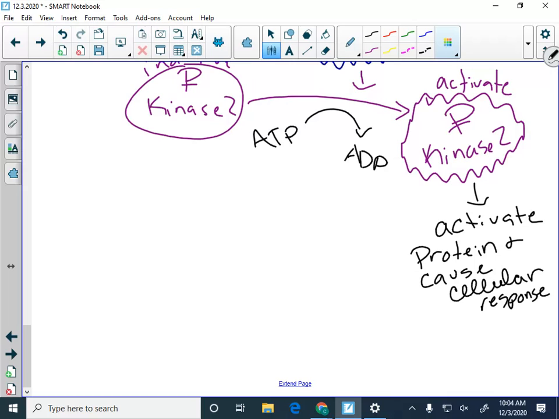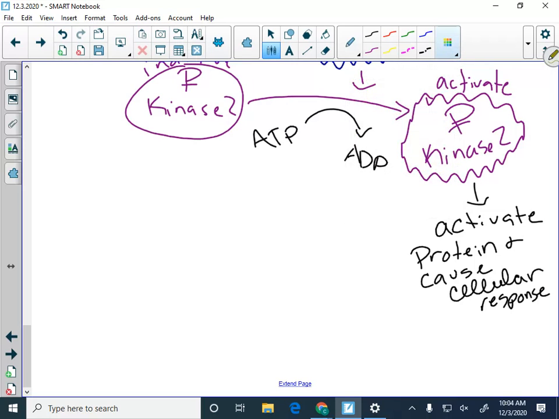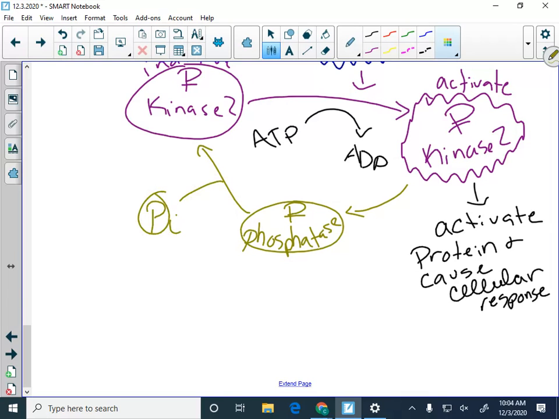And we do that with a protein phosphatase. So we'll make this one this yellow color. So we have this protein phosphatase. Protein kinase 2, we will lose a phosphate group and become inactive again.